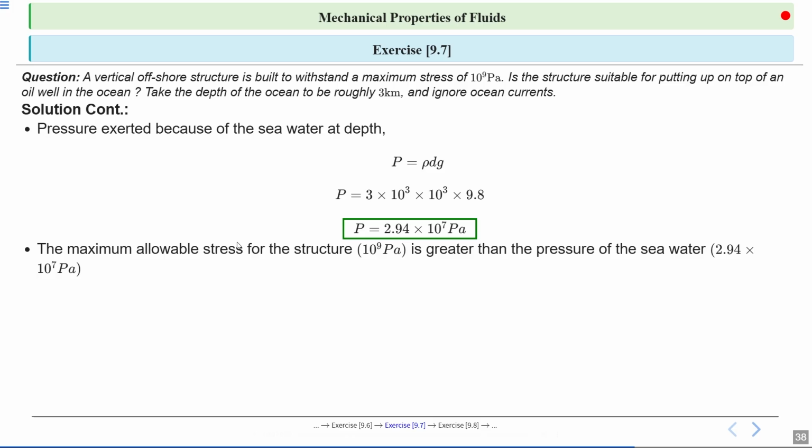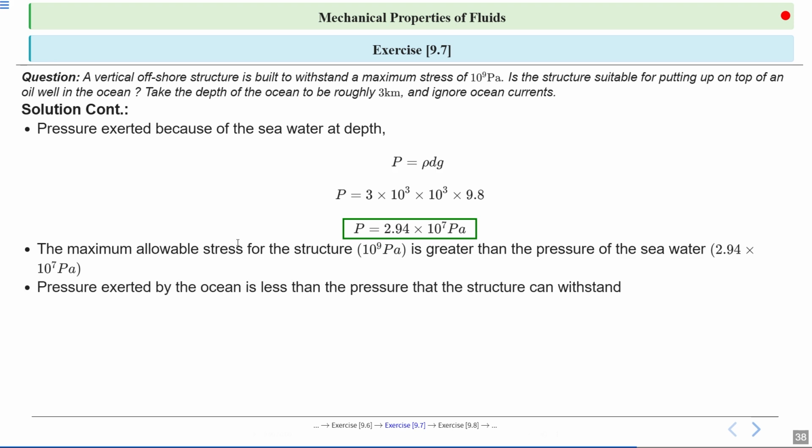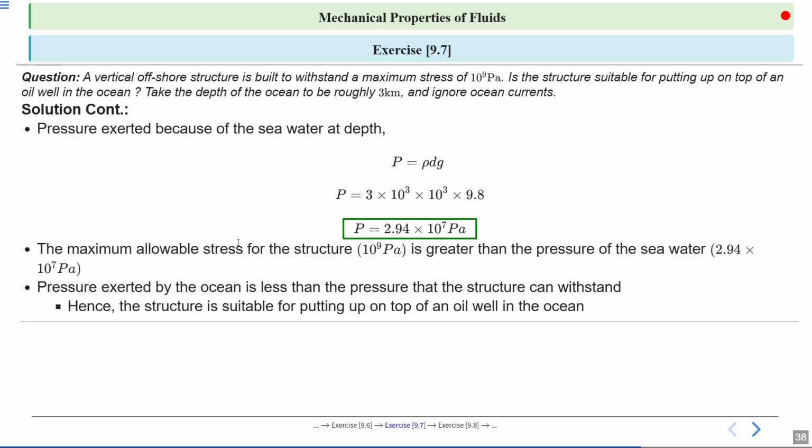The maximum allowable stress for the structure is 10^9 Pascal. That is greater than the pressure of the seawater, that is 2.94 × 10^7 Pascal. The pressure exerted by the ocean is less than the pressure that the structure can withstand. Hence, the structure is suitable for putting up on top of an oil well in the ocean.